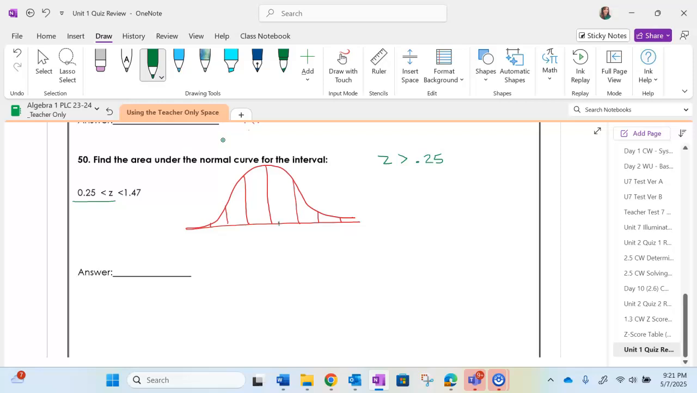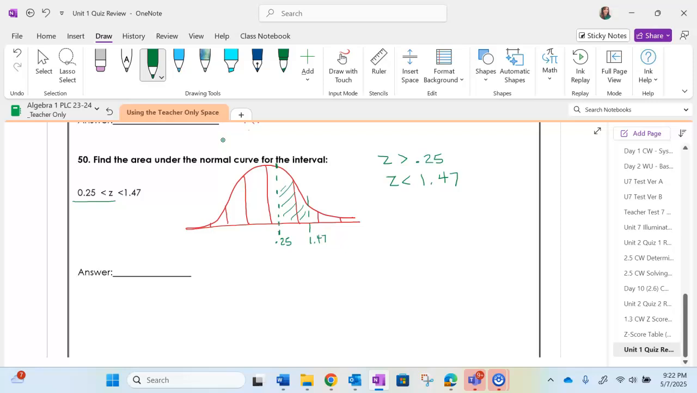So 0.25 is roughly about here, we'll say. You know, like I said, these are sketches. This is 0.25. Maybe I'll put it right here, 0.25. Then we're going to do Z is less than 1.47. So somewhere here, greater than 1, less than 2 is 1.47. So I'm looking for this piece right here. So that means I need this number, and I'm going to take away this number, and it's going to leave me what I have here.